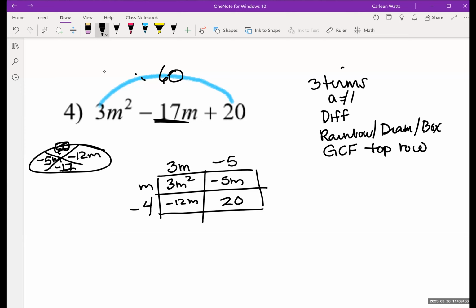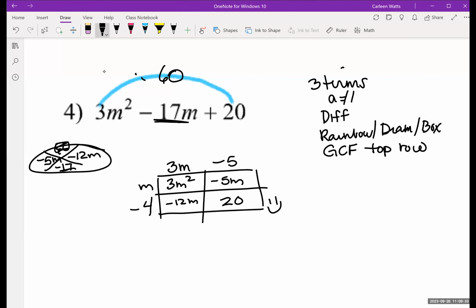Thank you, negative 4. Okay, now cross our fingers, cross our toes. I need this and this to give me this. Negative 4 times negative 5 is positive 20. Yes. Got it. Now, if you made a mistake somewhere, it's not going to equal, and you're going to go back and find your mistake.